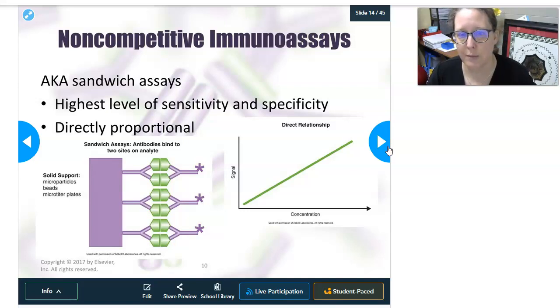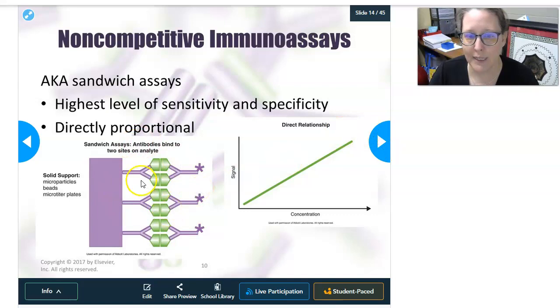Okay, then you have non-competitive immunoassays. Those are also known as sandwich immunoassays. They do have a higher level of sensitivity and specificity, and they are always directly proportional. They are called sandwich because you make an antigen-antibody sandwich, with the bread being the antibodies and the meat in the middle being the antigens.